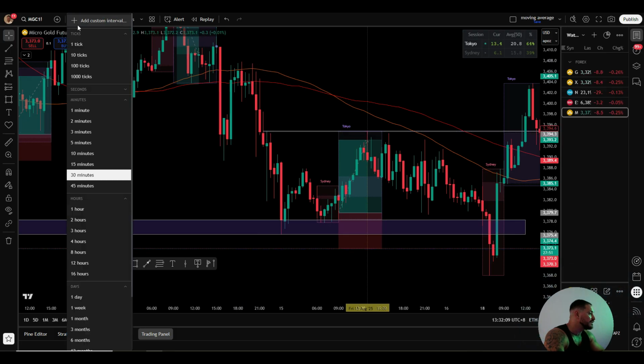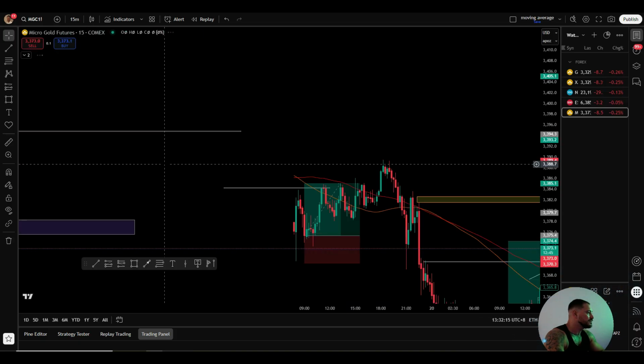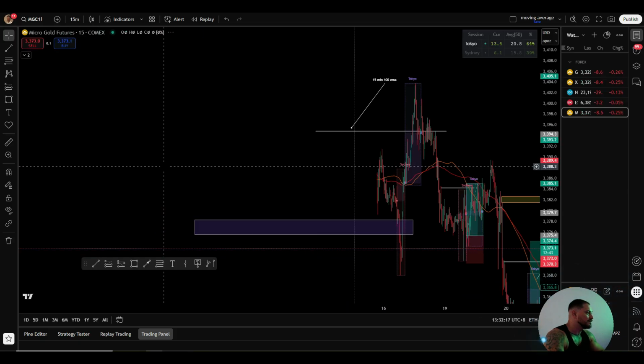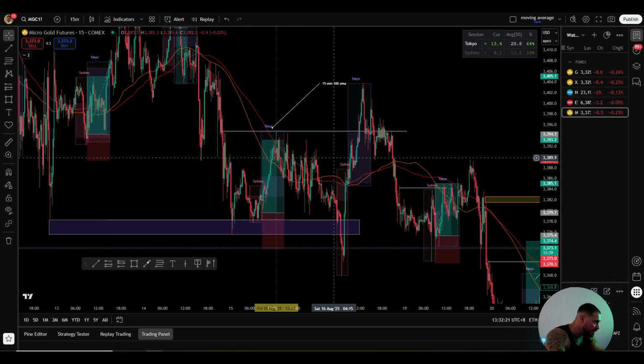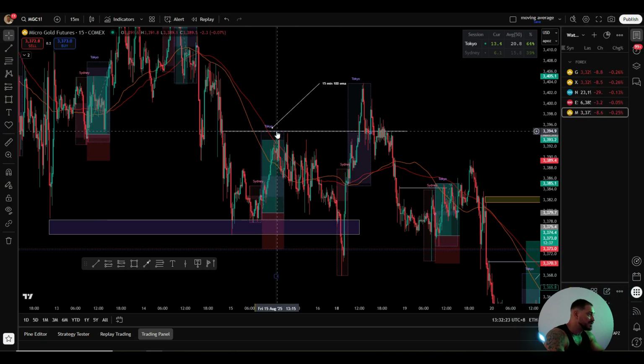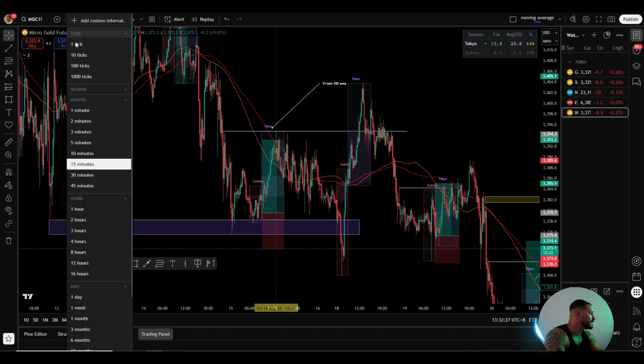But if we look at the 15-minute here, you can see this little line. So this was the 15-minute moving average, and look, it tapped right through it. So we still would have had a good trade. It just didn't hit the 30 on that day.